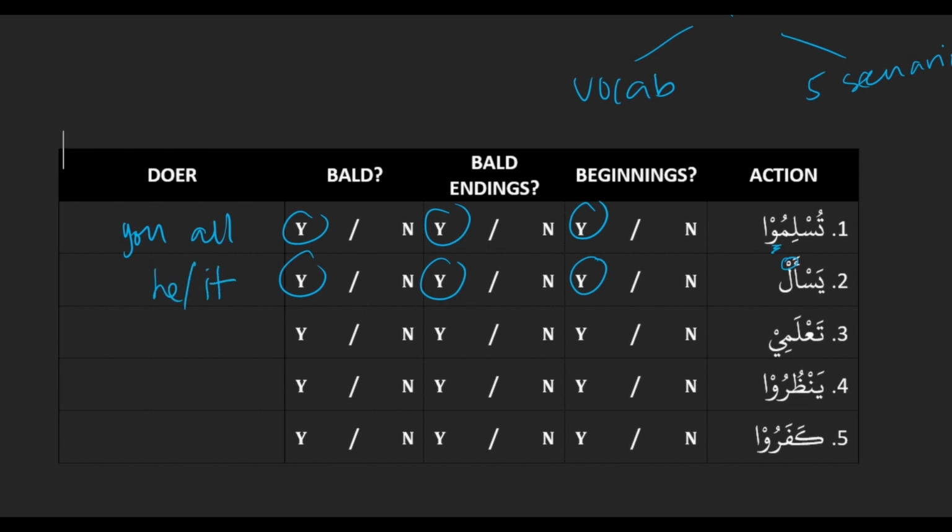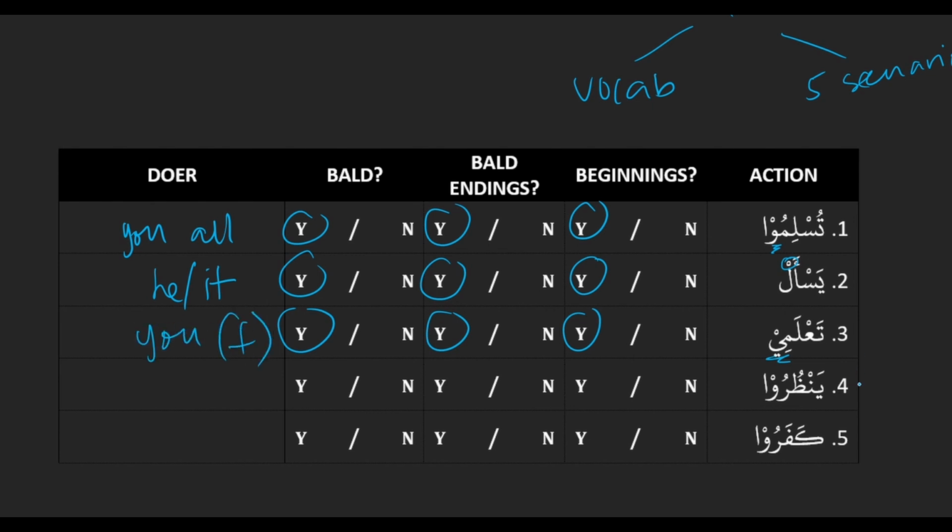What about ta'lami? Yes, we have the beginning, the ta. Bald ending, yes, the ya tells us that there used to be a nun there. So yes, it's a bald action. And then the embedded doer? Ta, and then if there used to be a nun there, ina, is you feminine. Good. Ta plus ina is you feminine.